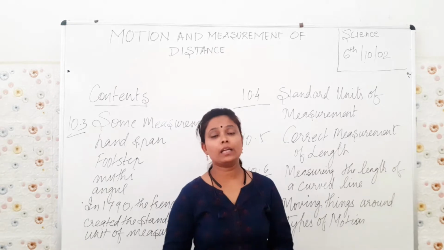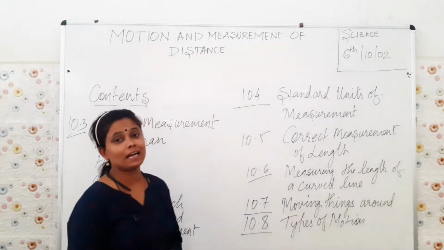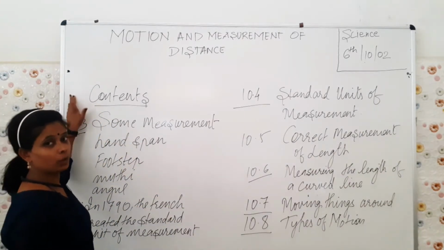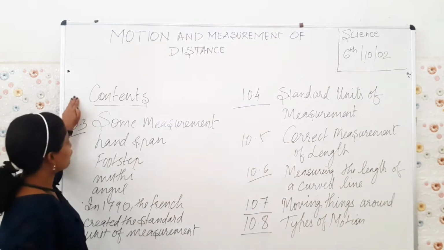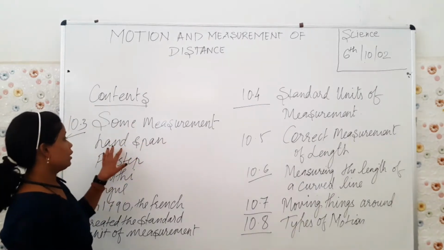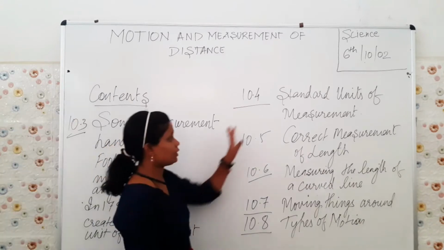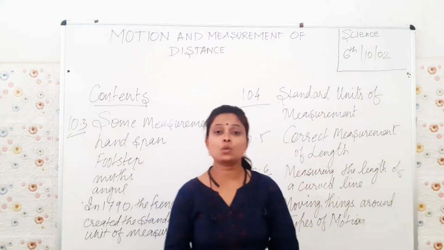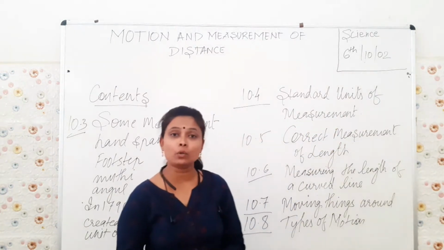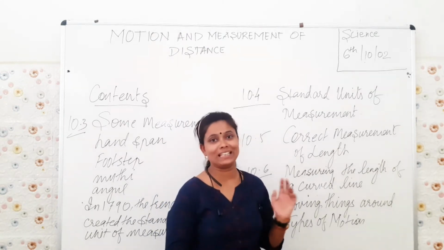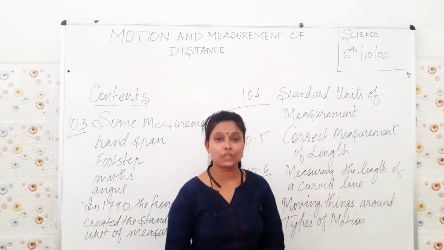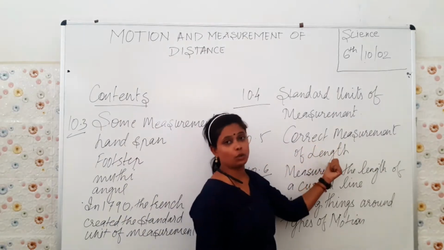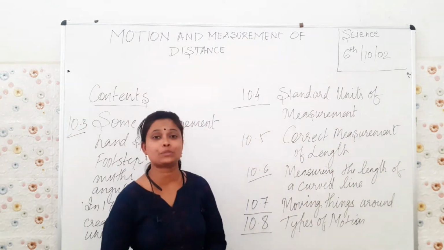Now, in today's session of NCERT Class 6, let's see the contents which we are going to cover. Very first is some measurements. Thereafter, standard units of measurement. Why do we need a standard unit? To have a perfect measurement we need a standard unit, and the standard unit is meters. Then 10.5 is correct measurement of length. How do we get it? That we are going to study.